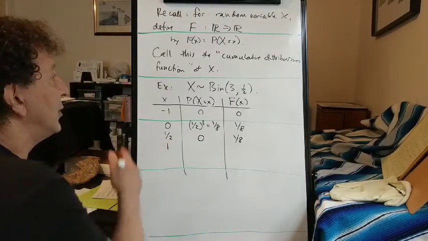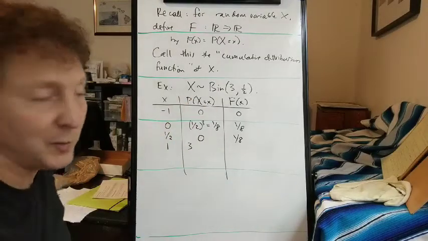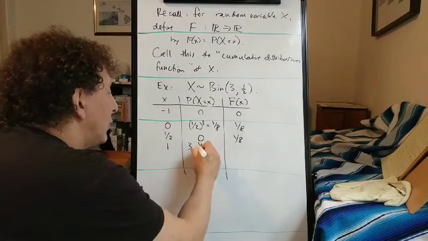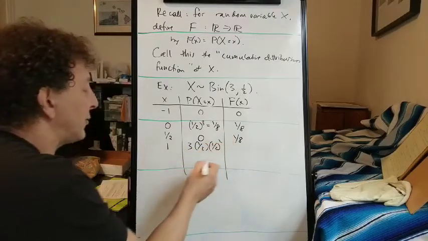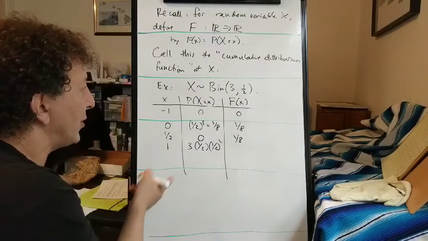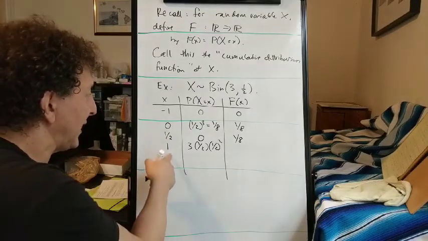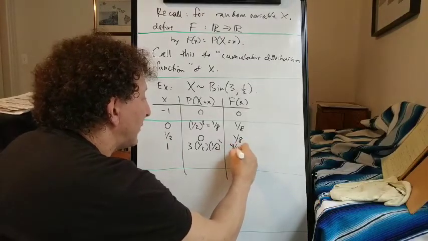We could have 1 success. That could happen in 3 ways. We choose one of the 3 trials to be the success. 1 success, 2 failures, so that's 3/8. The probability that we have 1 or fewer successes is 3/8 plus 1/8. So that's 4/8.